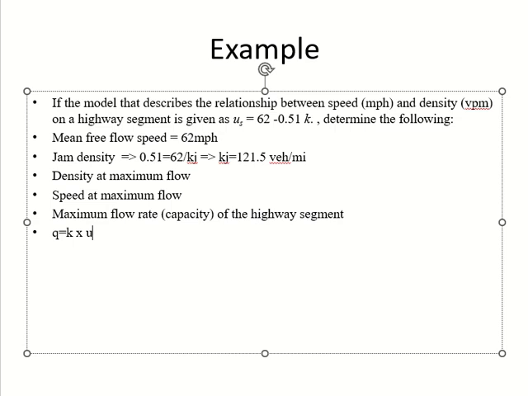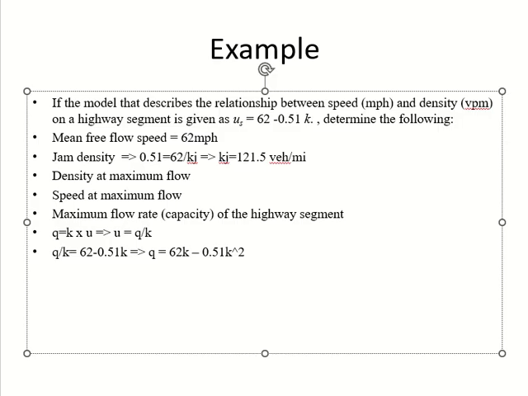Okay? So speed equals to what? Yes, U equals Q over K. Now I will go to the top equation and replace U as Q over K. So Q over K equals 62 minus 0.51 K. And then Q equals 62 K minus 0.51 K square. Any problem?